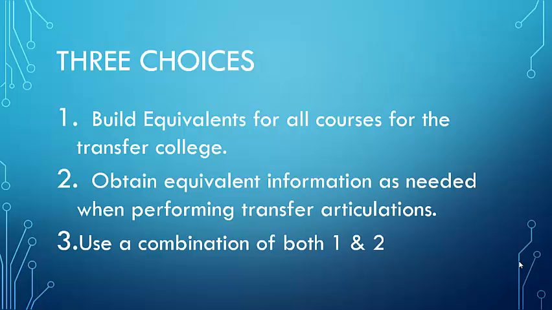Or number three, you can use a combination of both. You can take all the courses you have in the Banner catalog for the transferring college, have someone build those equivalences right away, and then as you get new courses coming in from the transferring college, you can use option number two to have that information provided to you and then enter it in. And I'm going to show you an example of how to do those three different options.